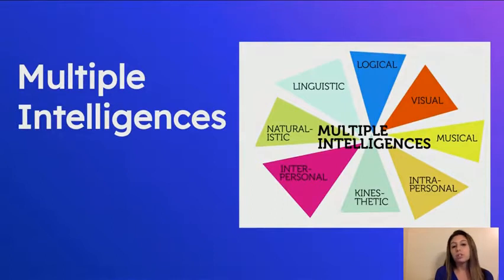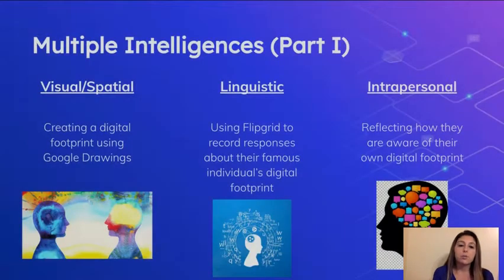So in regards to Gardner's theory of multiple intelligences, these are the different multiple intelligences that will be addressed in these 2 lessons. So visual spatial, the learners that are visual and spatial do need to see things visually. So creating a digital footprint using Google Drawings would be beneficial for those different learners. In regards to linguistic, students that primarily use words and sentences for their learning will really succeed with using Flipgrid, which records their responses and puts them in a platform so other students can see and hear how they were able to answer different questions.